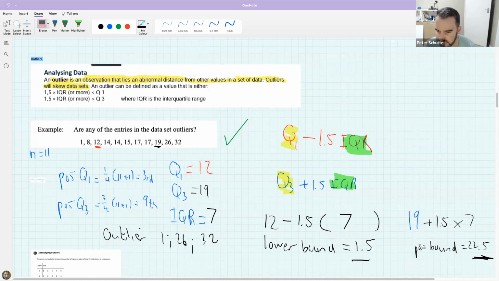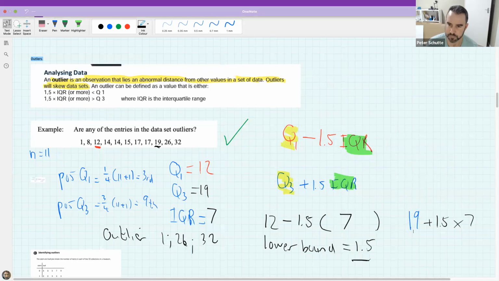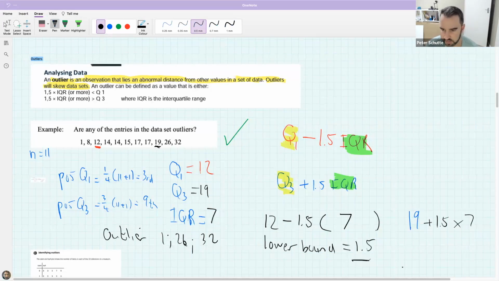So can we get a new upper bound? Thank you so much, Busisiwe. You caught that right where it was happening. So 19 plus 1.5 times 7, what do we get as our new upper bound? We get 29.5. So now the 26 is no longer going to be classified as an outlier. The only outliers we have are 1 and 32.